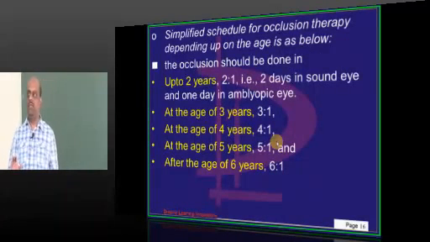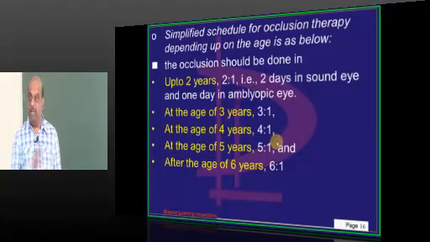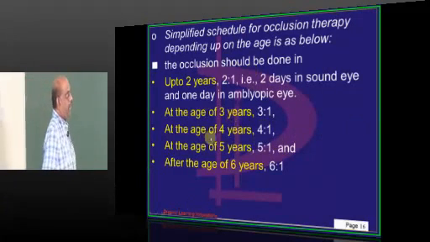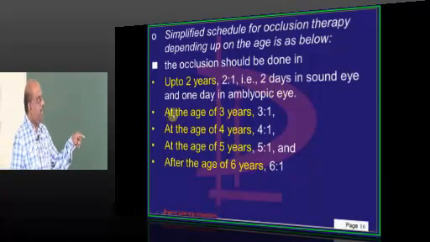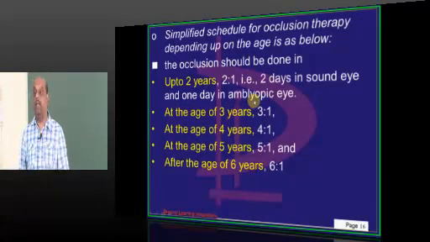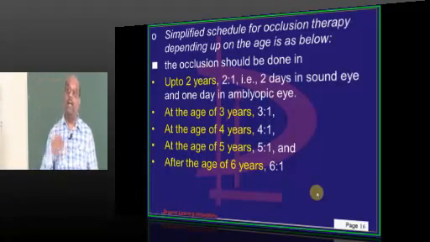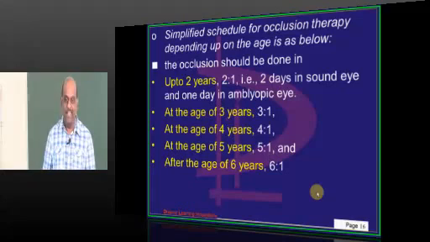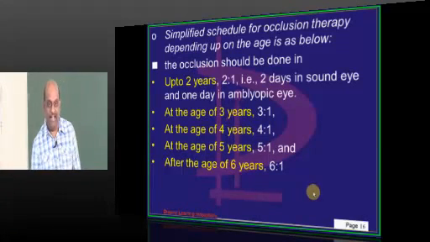Now, doctor, what is the schedule? How long do you need to apply a patch on a normal eye and make the lazy eye start working? Typically, up to 2 years. We use a formula 2:1. That is 2 days in the sound eye and 1 day in the amblyopic eye, we apply that occlusion patch. Because if you occlude only the normal eye forever, then that can become amblyopic. Even that can become lazy, no? If you say you are reading very well, go home, you don't need school at all, then that is bad for the brilliant guys also.